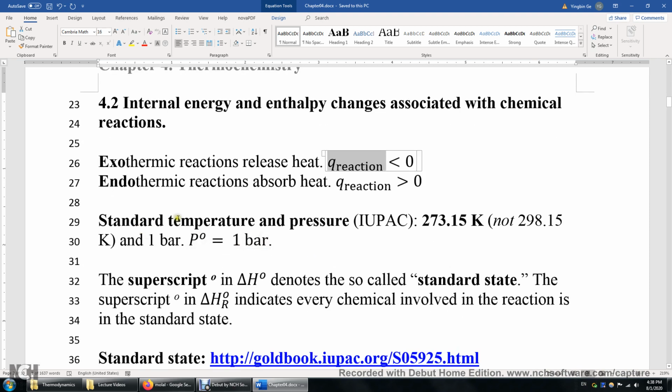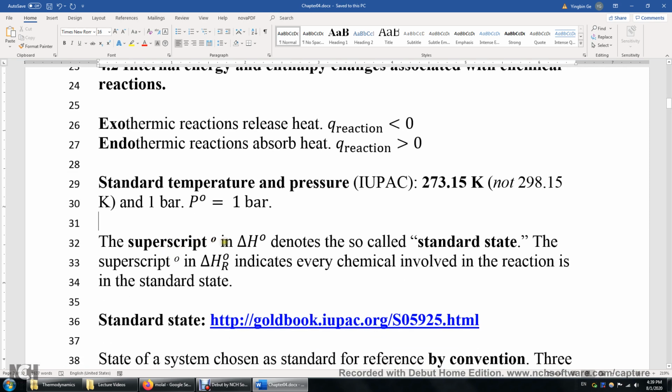Now let's define standard temperature. It's 0 degrees Celsius. However, in physical chemistry, many thermodynamic properties are given at room temperature. The standard pressure is 1 bar, so it's denoted by P naught. The superscript naught in delta H naught also denotes the standard state.